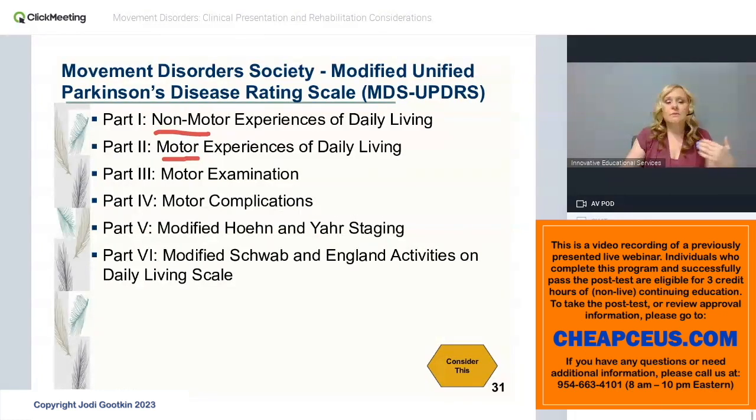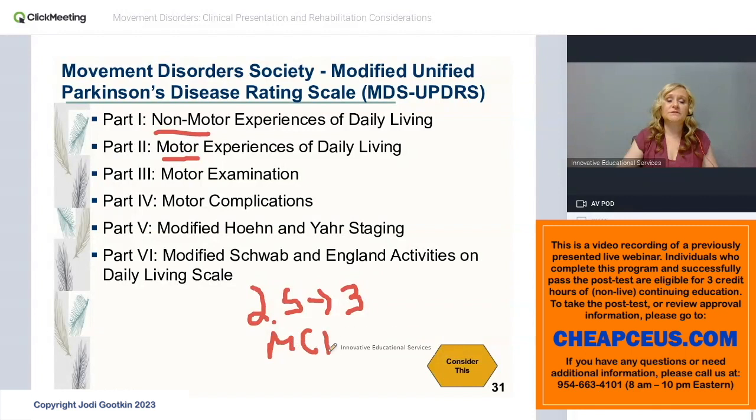When we look at the minimal clinically important difference, meaning there has been hopefully an improvement, or if there's a deterioration, that threshold of change is somewhere between 2.5 and 3 points on this scale if you look at an individual part, and then a 4 to 6 if you're looking at it overall. Two other components: it does include the Hoehn and Yahr scale that we already looked at.